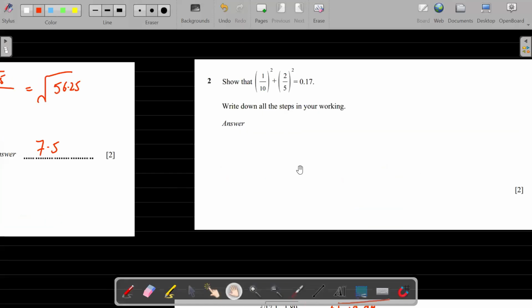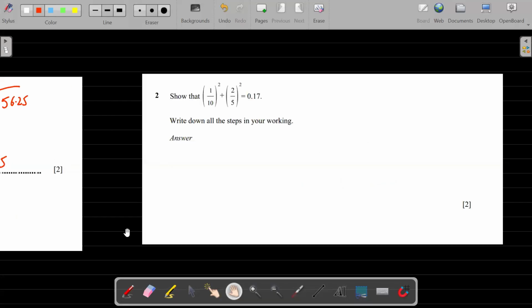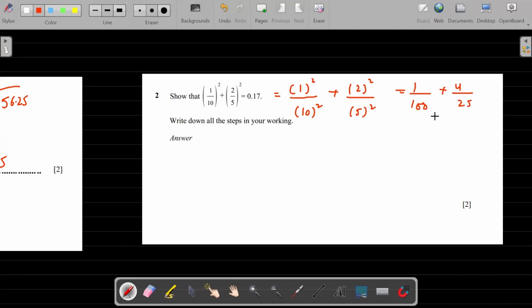Let's solve it now. It says to show all of your working. So in order to show all of your working, first thing is that we are going to separate our numerator and denominator, like power in numerator and power in denominator. So it will be like this, 2 square over 5 square. Okay, then let's open the brackets, 1 over 100 plus 4 over 25. Now, next step is that we need to make the denominator the same.